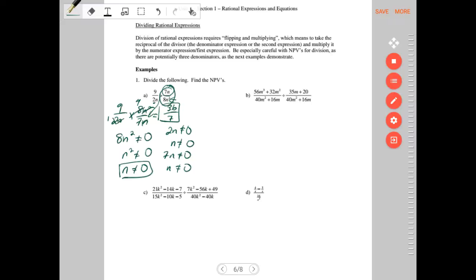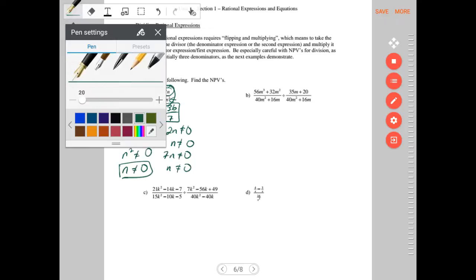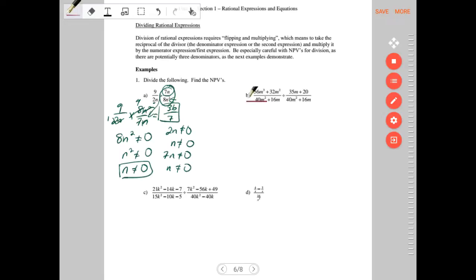Okay, part B, again, we need to factor. Okay, so in the numerator, I can take out an 8 and an m squared. I'll change my pen color here. Okay, so I'm going to factor out an 8m squared. 8 goes into 56 7 times. And I can only remove 2 of the m's, so there is one still there. All right, 8 goes into 32 4 times, and I remove both of the m squared.